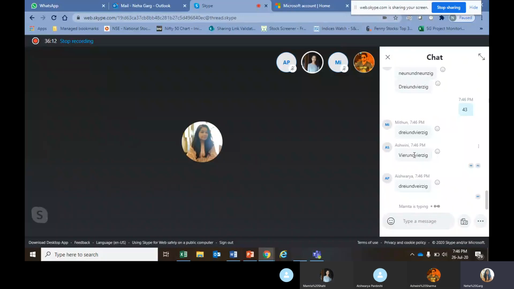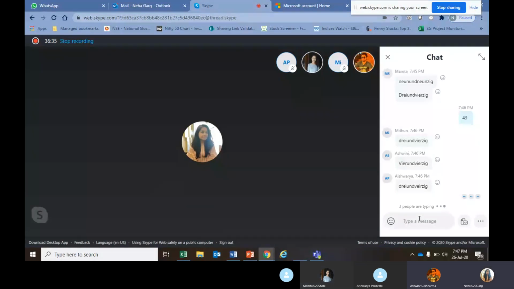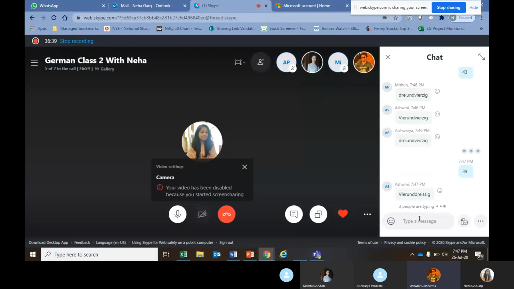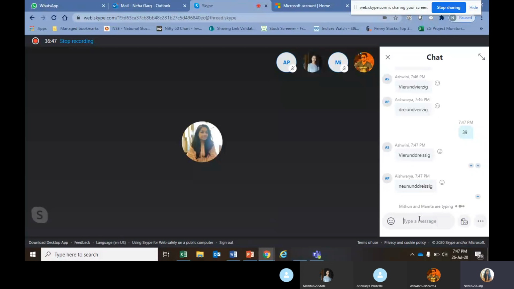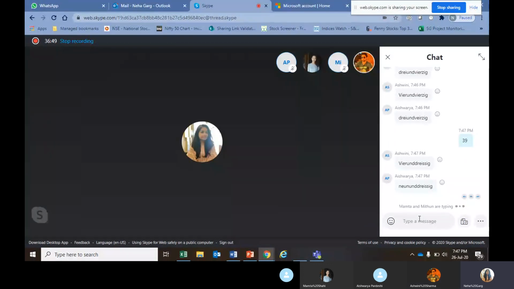So the tenth letter you are considering as the ones letter also. The digit. Right. Understand that. So how would you be writing 39? Was that good for 43? Now you have written 34, Ashwini.